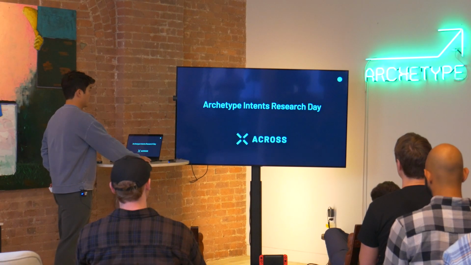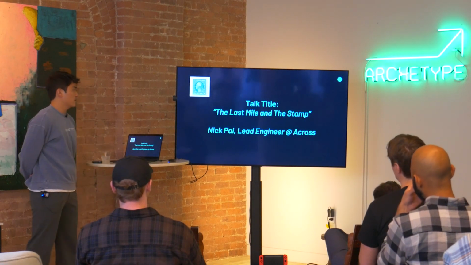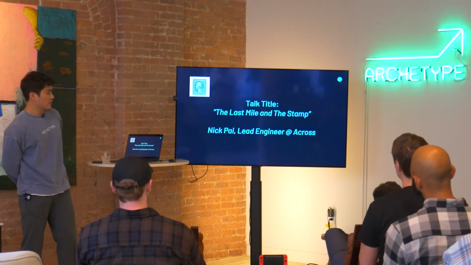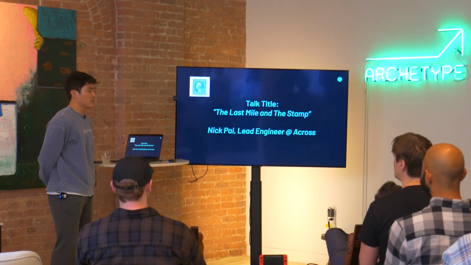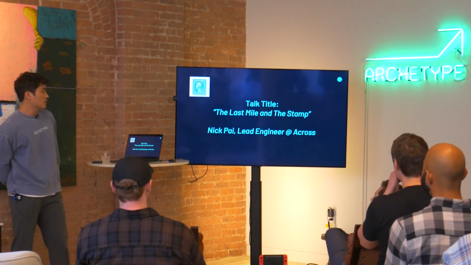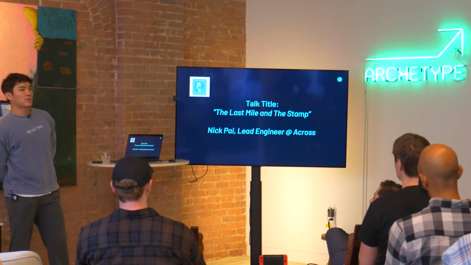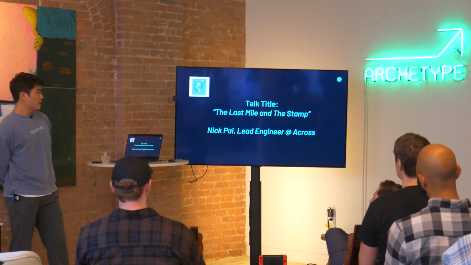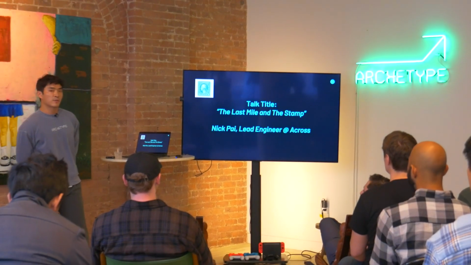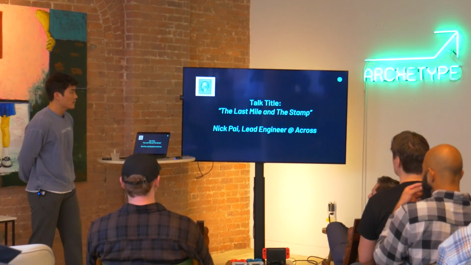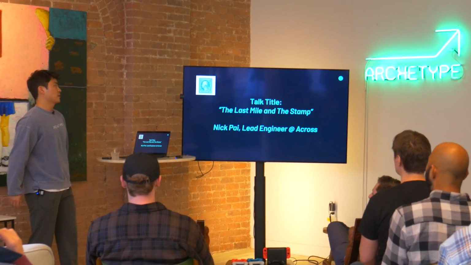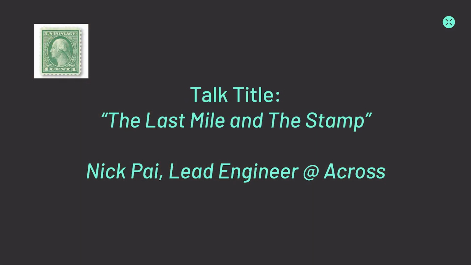Today, I didn't want to talk about why intents are the best architecture. I think people from my team have given this talk a lot. You might have seen Hart's talk. So I came up with a new talk where I'm going to dive into a couple new ideas by way of going through what I think are two pretty hard problems in blockchain interop, and we'll explore some of my new ideas. So I call this talk The Last Mile and the Stamp.